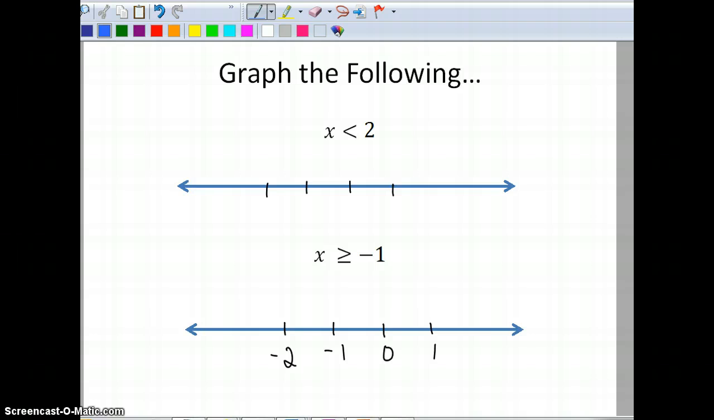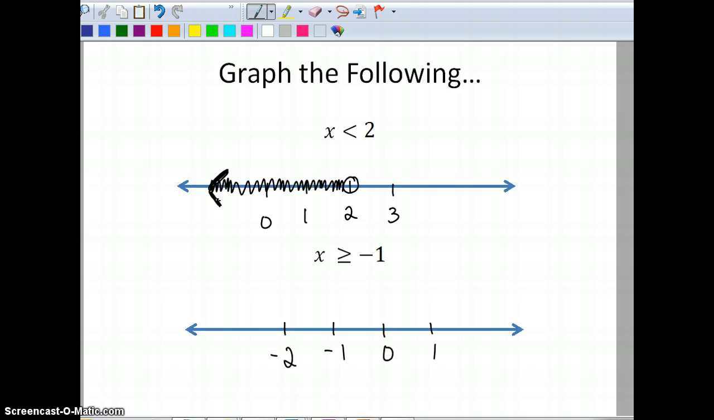Okay, now let's graph these. X is less than 2. So let me go and put some numbers in. Okay, 2, 3, 1, 0. X is less than 2. That tells me I'm going to have an open circle. And I want to shade in the direction where x is smaller. Is 3 smaller than 2? No. Is 1 smaller than 2? Yes. So I'm going to shade on my number line to the left. I'm going to put a little arrow on the end so that you know that it continues to go in that direction.